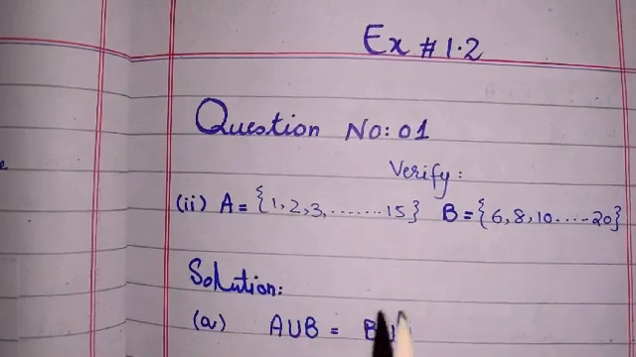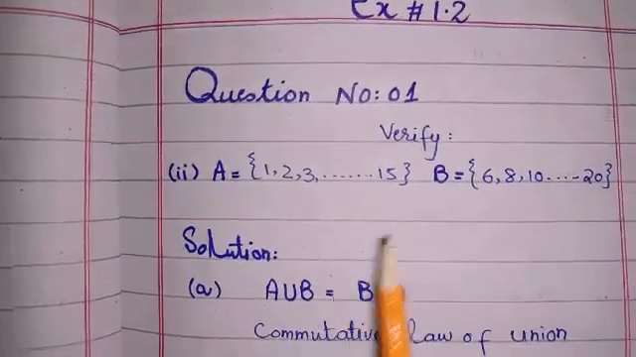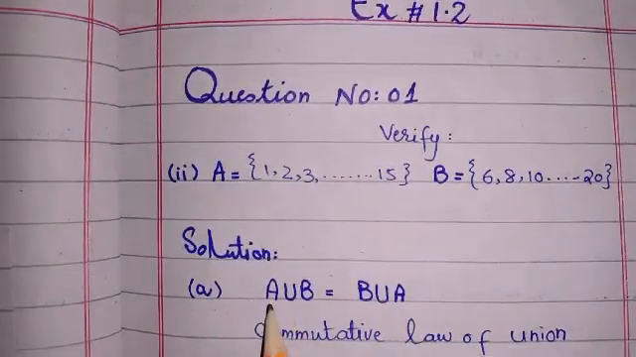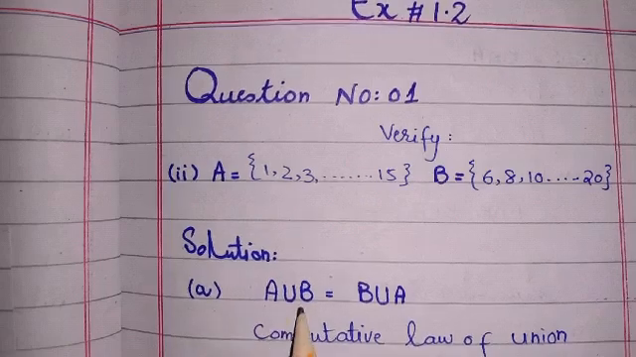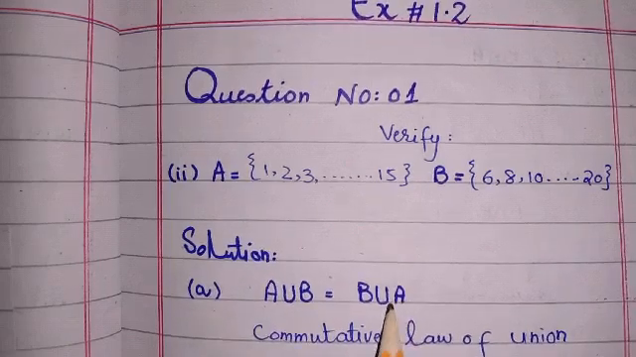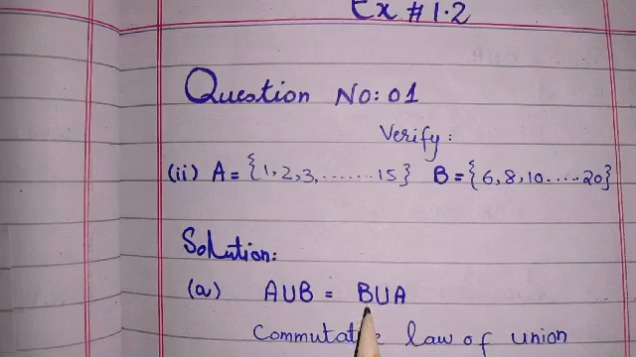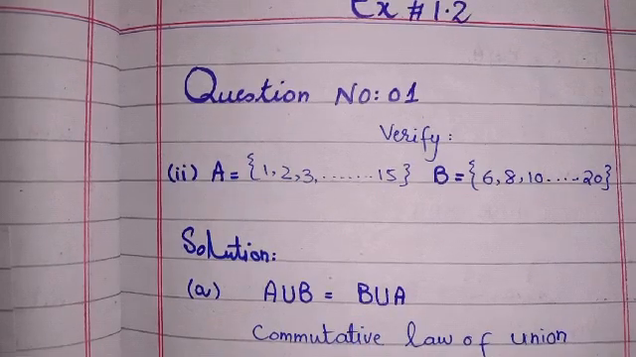Now students, in this question they told us to verify two laws. First is A union B is equal to B union A. You all know very well that this is our commutative law of union. Let's start verifying it.